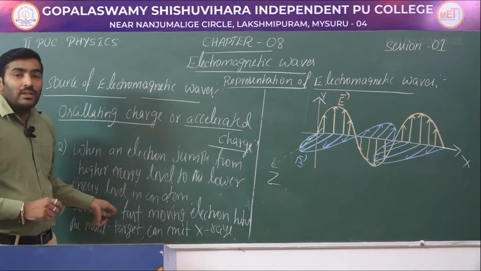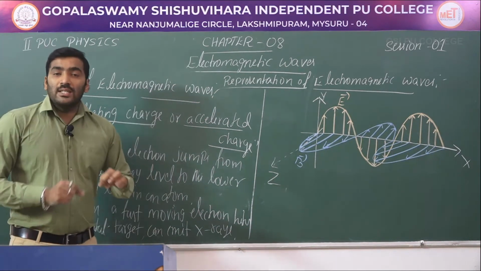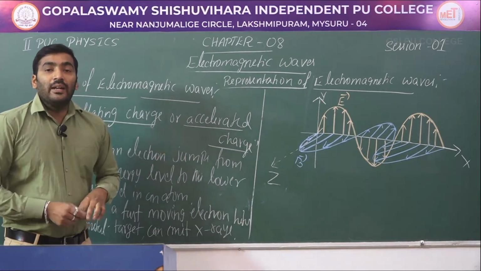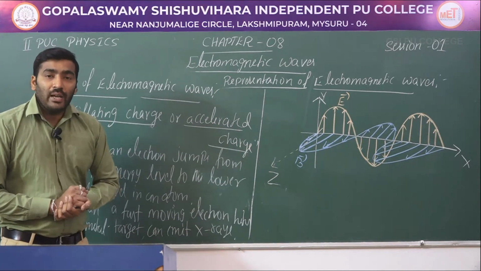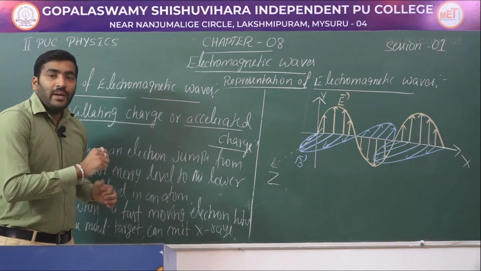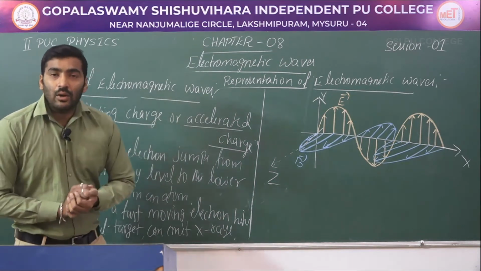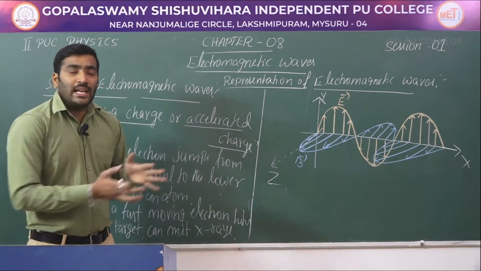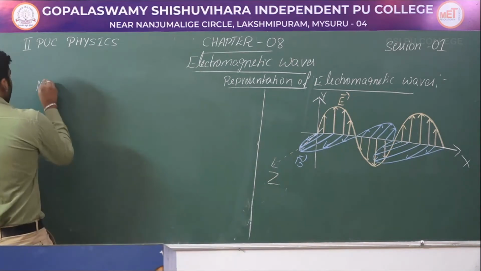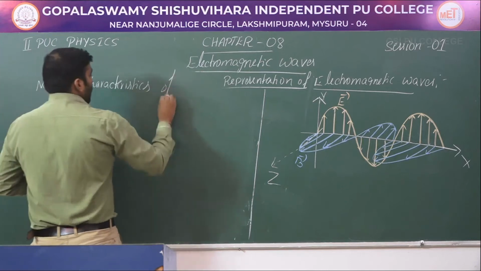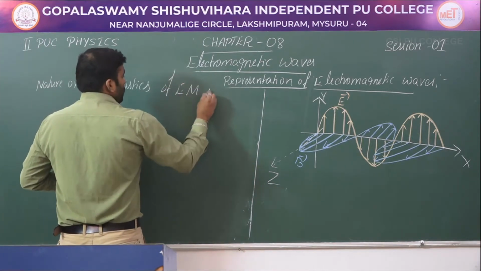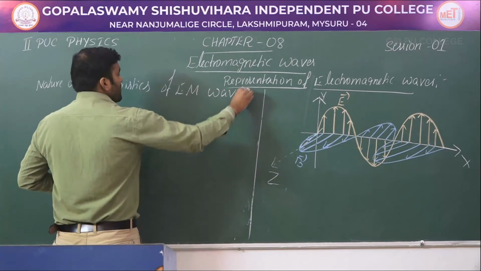And in this case, when a fast moving electron hits a metal target, it can emit X-rays, which is nothing but an electromagnetic wave. Fine. Now we will move on to the next topic, that is the nature or the characteristics of electromagnetic waves. Let us write the characteristics of electromagnetic waves.